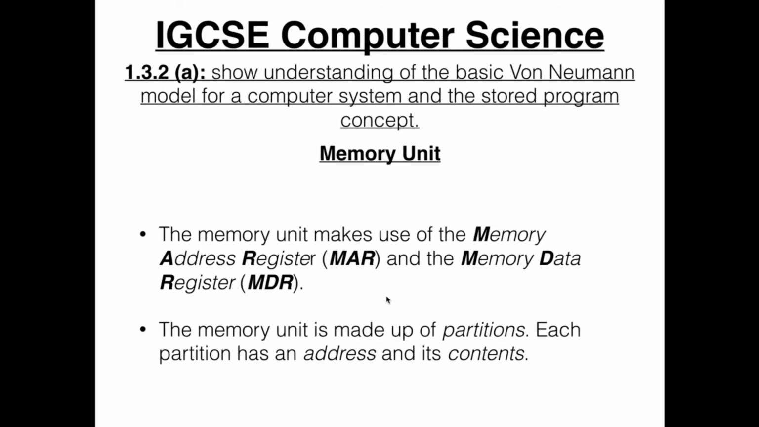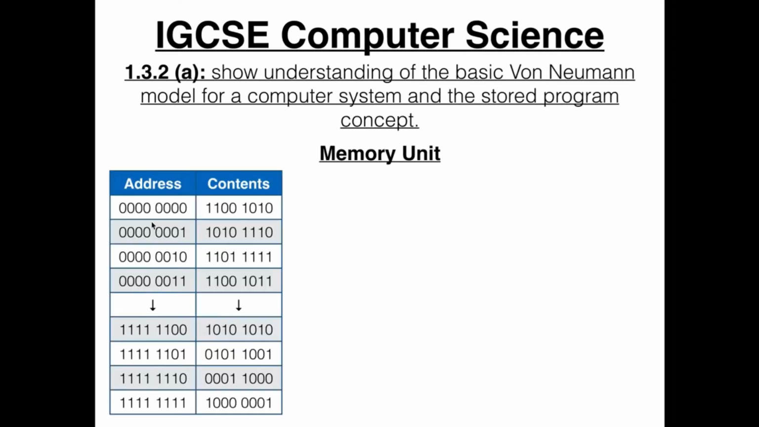The memory unit is made up of partitions, and each partition has an address and the address's contents, which we'll see right now. Say the address was 00000000, the contents would be 11001010, and of course the contents can be anything. The contents is basically the data.